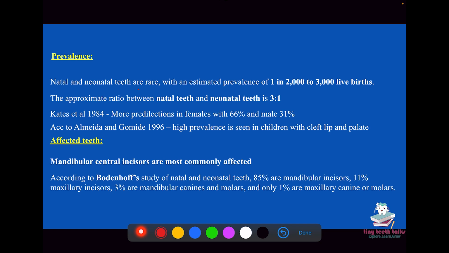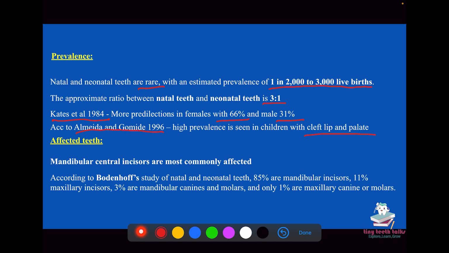So coming to the prevalence, natal and neonatal teeth are rare, with an estimated prevalence of 1 in 2000 or 3000 live births. The approximate ratio between natal and neonatal teeth is 3 to 1. Katz et al. in 1984 reported more predilection in females, 66%, and males, 31%, so it is more common in females. According to Almeida and Gomide, 1996, high prevalence is seen in children with cleft lip and palate.